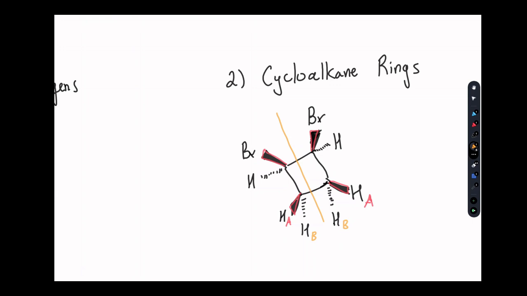If those carbons could rotate, HA and HB could become equivalent. However, cycloalkane rings are not able to rotate like that. Once again, we see this situation where we have a single carbon that has two different hydrogens on it, two different equivalent groups, two different signals we would expect to see in NMR.